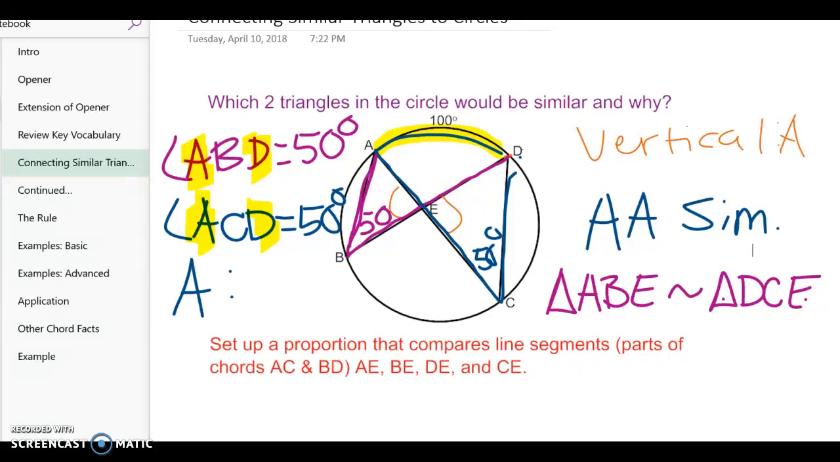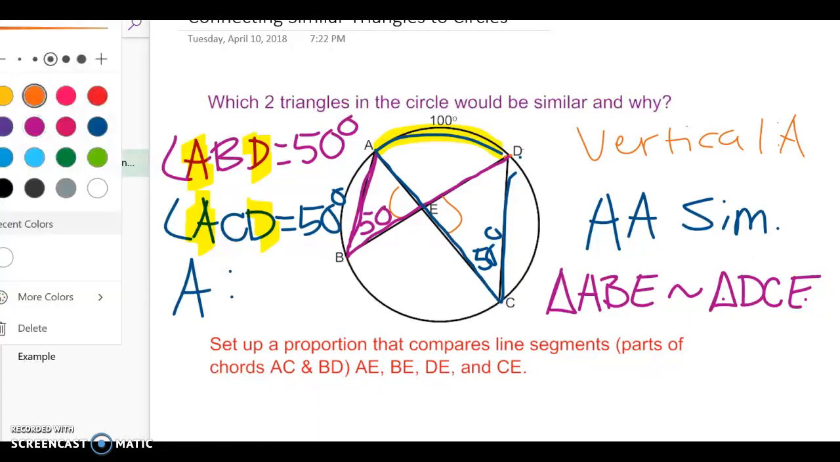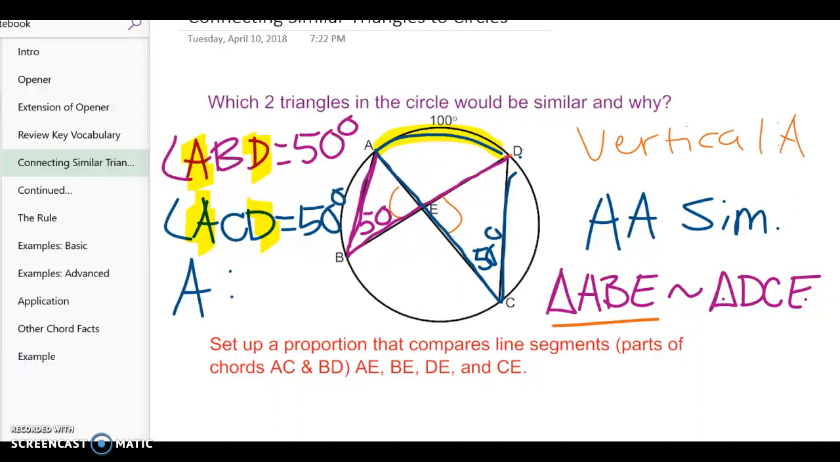So this is part 2 of 6.9, line segments in a circle. So here's this part continued. So I stopped right here. We had just shown that triangle ABE was similar to DCE by AA similarity.